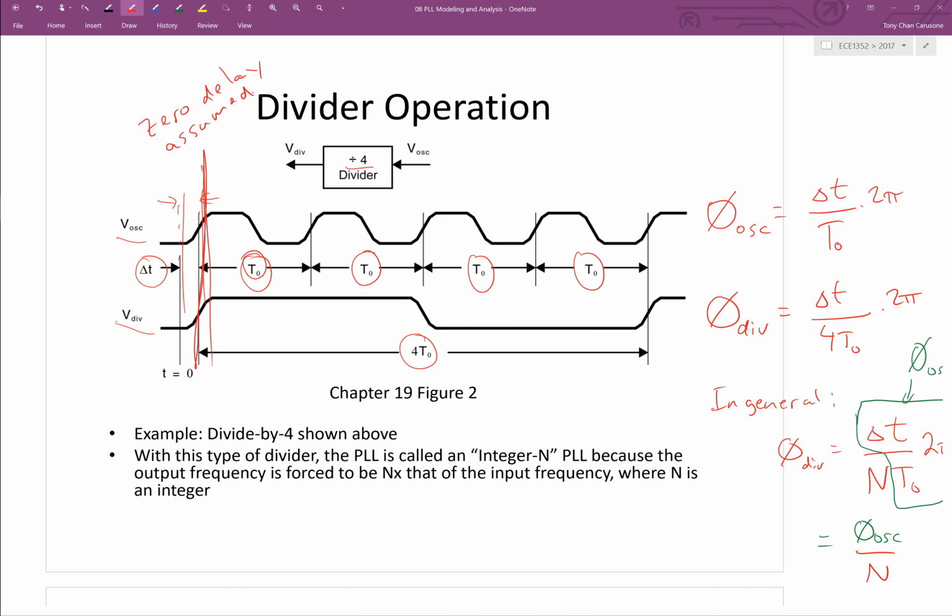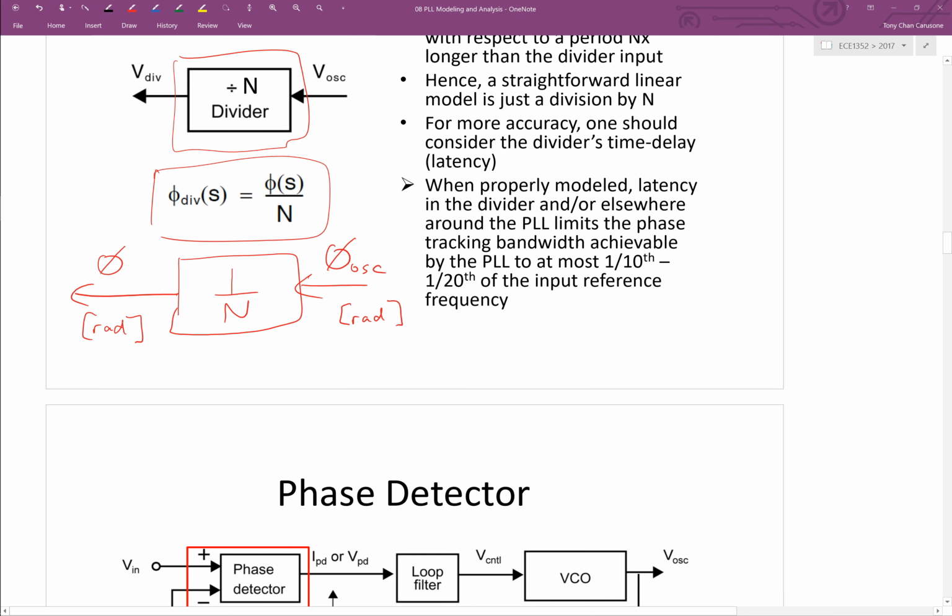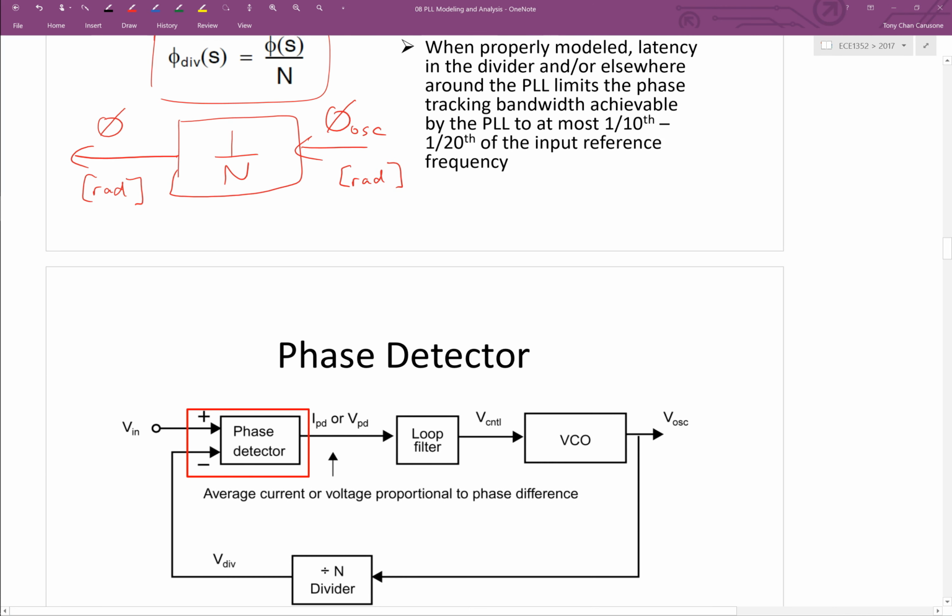If you wanted to take that into account in your linear model, you've still got this 1 over n, but you would just introduce a time delay in there as well. For example, the continuous time linear model for a time delay is like e to the minus s delta t.